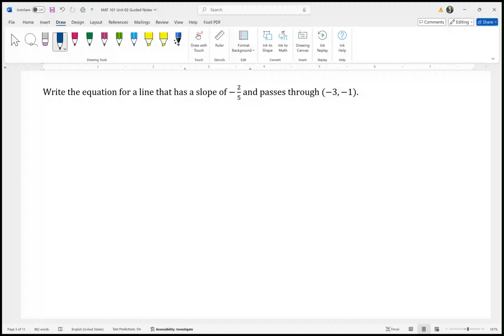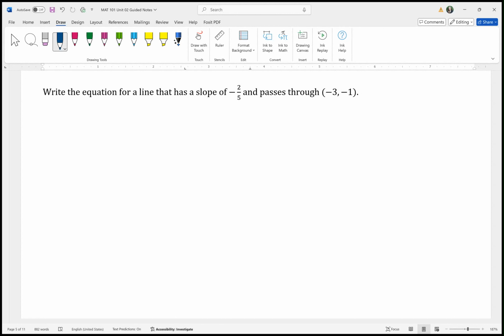For this problem, we want to write the equation for a line that has a slope of -2/5 and passes through (-3, -1). Now, in previous problems, we were very lucky. We were given the y-intercept, so we were able to use y equals mx plus b and find the equation. This time, our point is not the y-intercept, which means we're not going to be able to use the y equals mx plus b format.